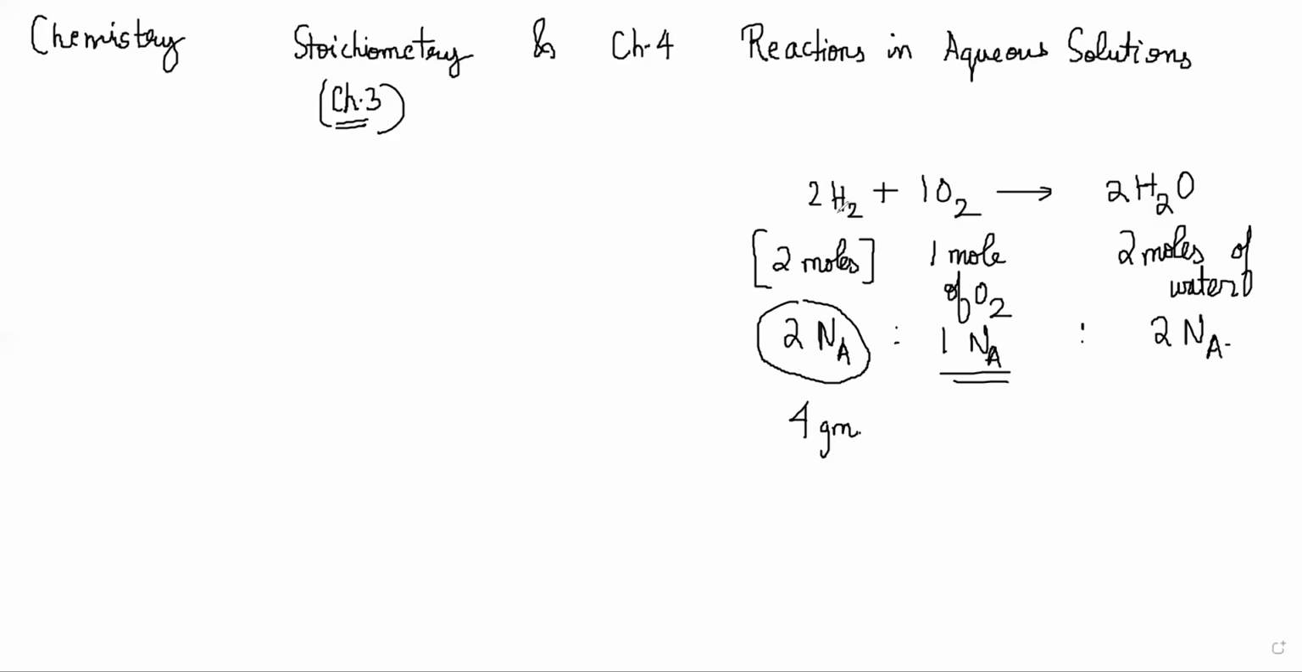So basically 2 moles here will mean 4 grams and 1 mole here will mean 32 grams. And this will be 2 moles, so it will be 36 grams, right? First of all, mass will be conserved, obviously. You cannot lose mass.